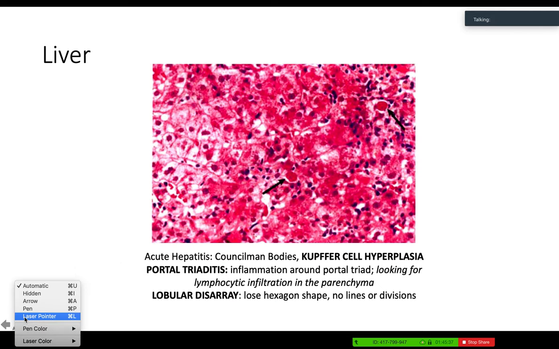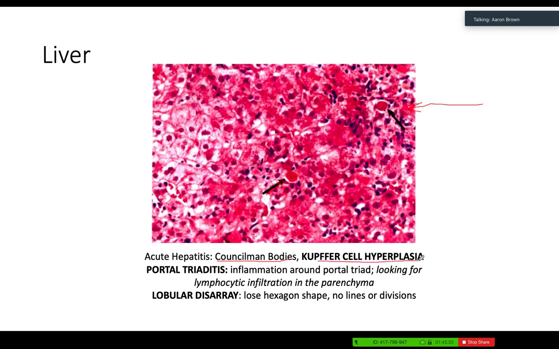some of the things that we see on our biopsy. One is something called a Councilman body, which are these round-looking cells here with the arrow. It's kind of hard to see me writing, I know. But these round-looking areas here are Councilman bodies. There's another one over here.